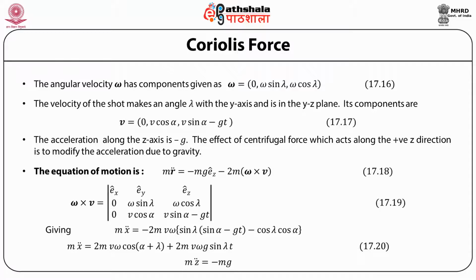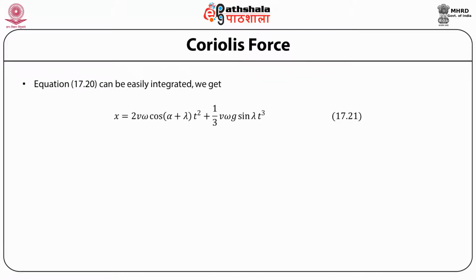With this then, the equation of motion becomes m r double dot is equal to minus mg times a unit vector along the z-axis, minus 2m omega cross v. Now, omega cross v can be expanded, and we get the equation of motion along the x direction as m x double dot is equal to 2mv omega cosine alpha plus lambda plus 2mv omega g sine lambda t, and along the z-axis m z double dot is equal to minus mg. The equation can be easily integrated.